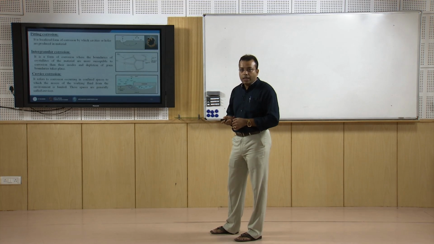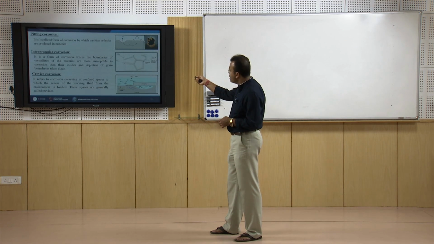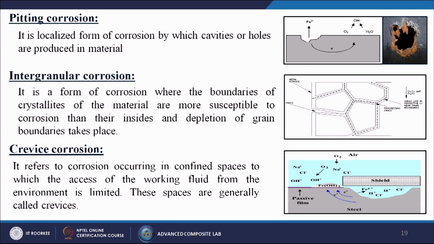Then the next one is pitting corrosion. It is a localized form of corrosion by which cavities or holes are produced in metals. From that figure you can understand that we have some base metal, and we have applied some paint or coating on that material, but somehow holes or penetrations have been made in it and the virgin material is exposed. Due to that, corrosion can take place, which is known as pitting corrosion.